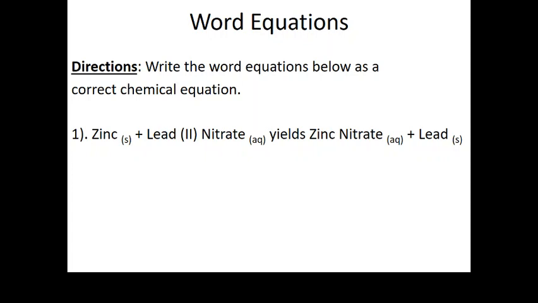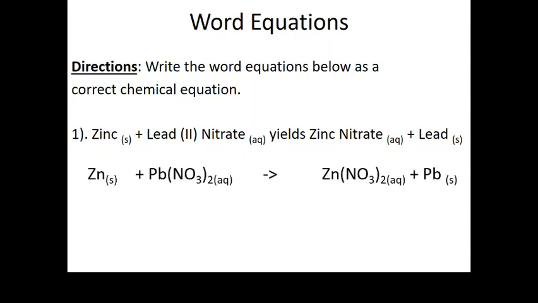So looking at zinc, we know zinc is Zn. Lead(II), remember that II tells us the charge of our cation, which is our lead. And we can determine the charge of our nitrate ion by looking at Table E. Then we have our production of our zinc nitrate and our lead. Based off the correct word equation above, we should end up with the following chemical equation.